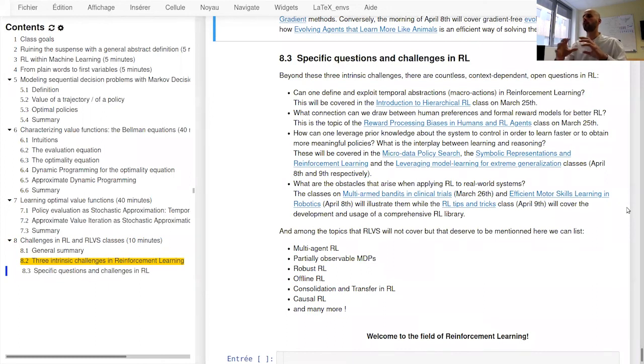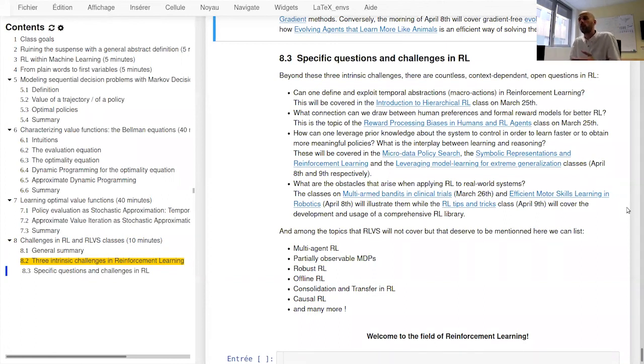Because beyond these three intrinsic challenges, and this taxonomy which I'm giving could definitely be challenged, there are countless context-dependent open questions in reinforcement learning. Like, can one define and exploit temporal abstractions in the form of macro actions in reinforcement learning? This will be covered tonight, for the last talk of the day, in the introduction to hierarchical reinforcement learning class by Doina Precup. What connection can we draw between human preferences and formal reward models for better reinforcement learning?